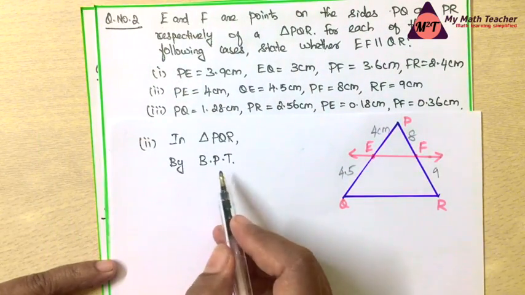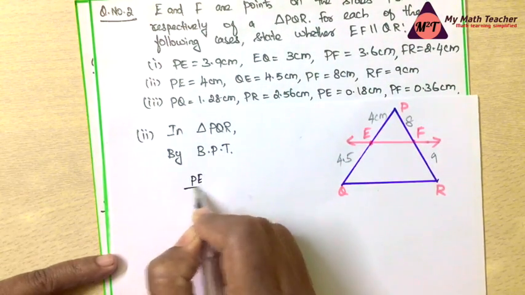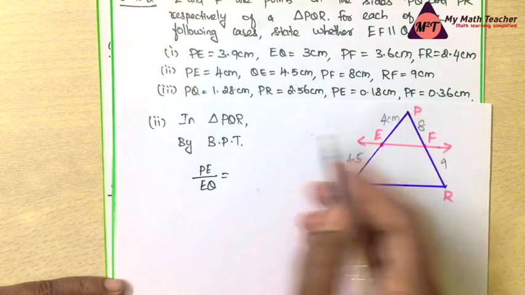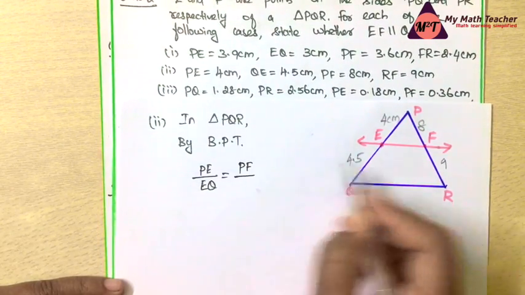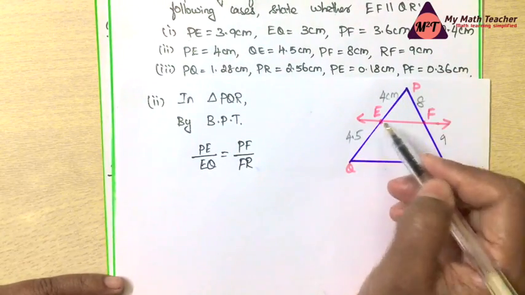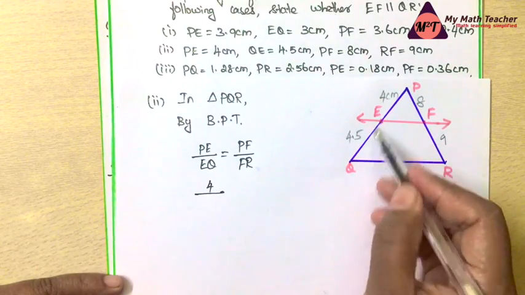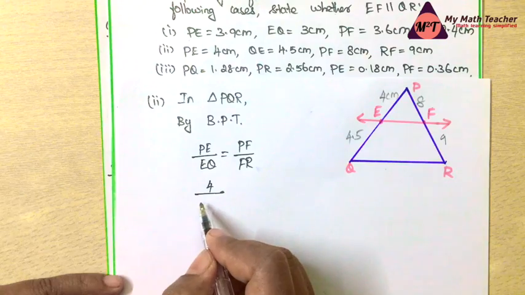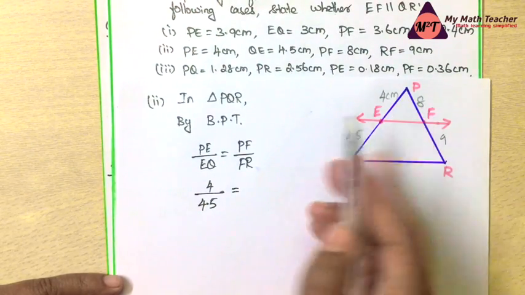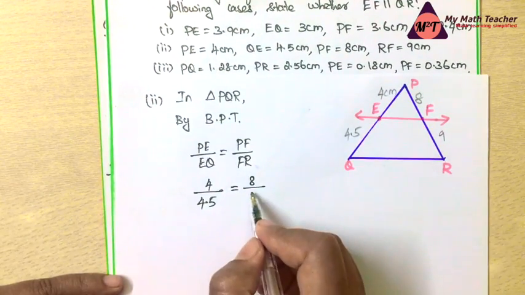By basic proportionality theorem, we can write PE divided by EQ is equal to PF divided by FR. Now PE is 4 centimeter. Apply this. EQ is 4.5 centimeter, which is equal to PF, 8 centimeter, divided by FR, 9 centimeter.